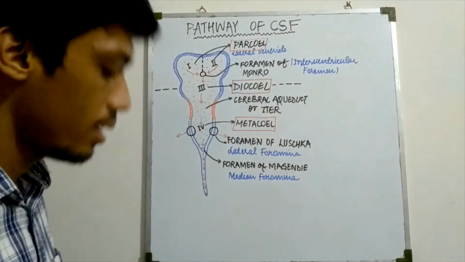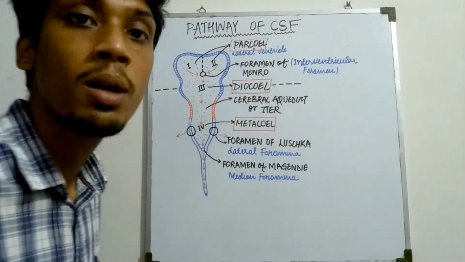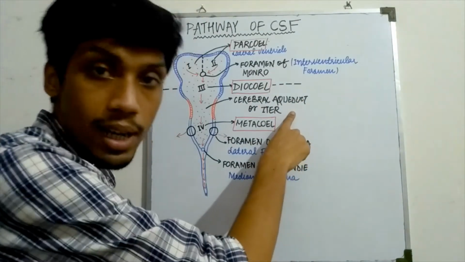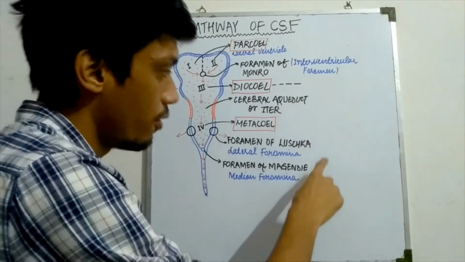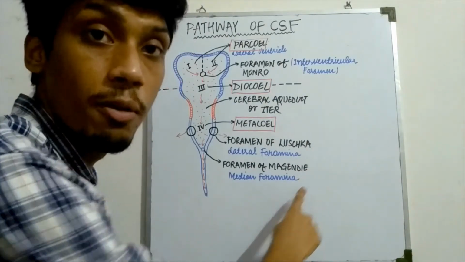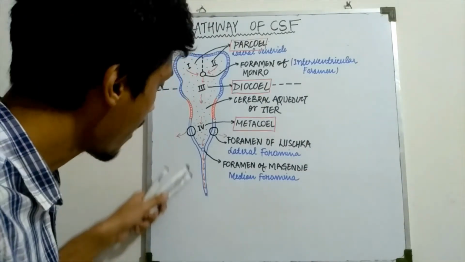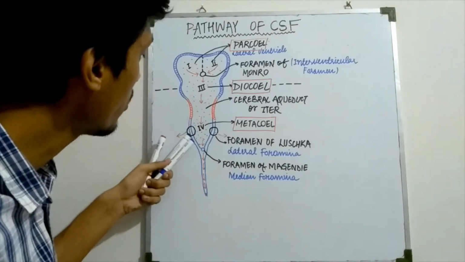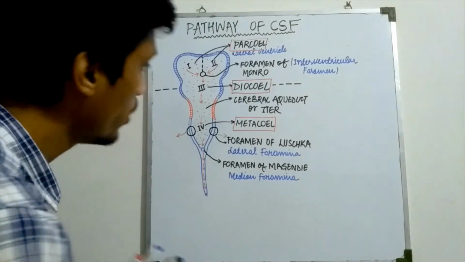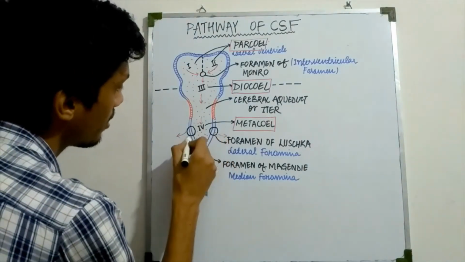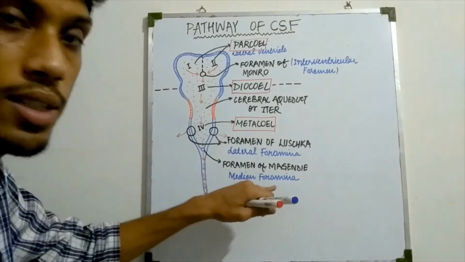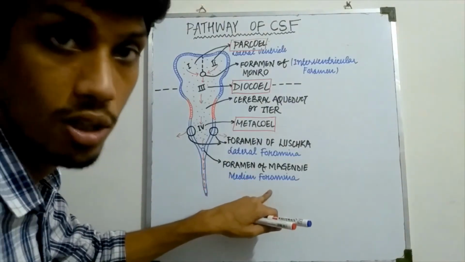So there are four pathways through which CSF runs: foramen of Monro, cerebral aqueduct or iter, foramen of Luschka, and foramen of Magendie. And this is the central cavity of the spinal cord. This is the foramen of Luschka, it is two in number. This is also a foramen of Luschka, and this is also a foramen of Luschka. But there is one foramen of Magendie, which is known as the median foramina.